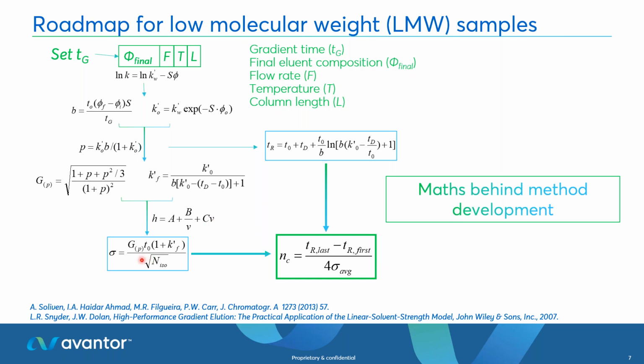If we affect the peak width and we affect the gradient time, we do affect the sample peak capacity, because that is effectively the retention time of the last and first peaks of our solutes in our sample divided by the average peak width. I highlight these two papers at the bottom. I recommend you read them in your own time to improve your understanding of gradient elution theory.